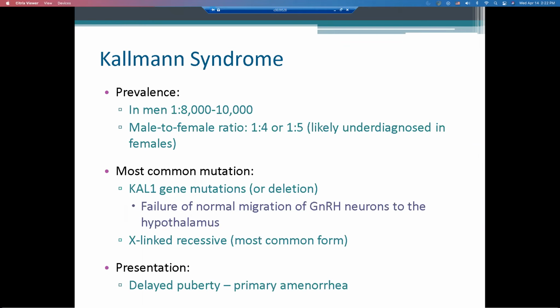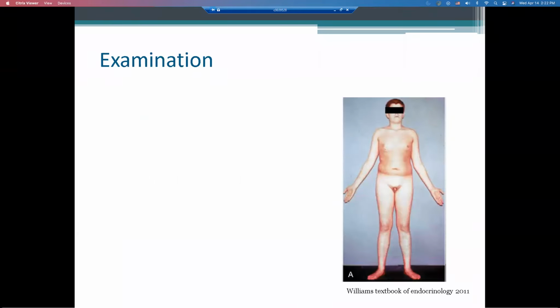So how do these people present? Usually by delayed puberty and primary amenorrhea in females. You can see this male has a longer arm span. From the tip of the finger, when they extend their arms laterally, tip to tip, compare that to the axial height from head to toe. Usually the arm span is higher than the total height from head to toe by about 5 centimeters or more. This is because of the unrestricted growth of the long bones in the body.